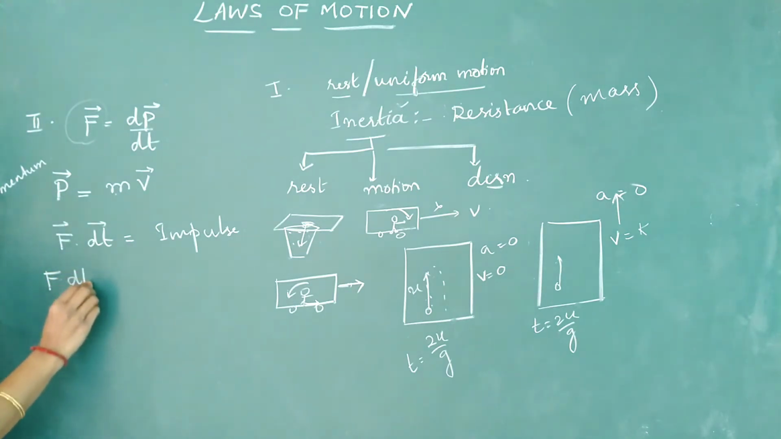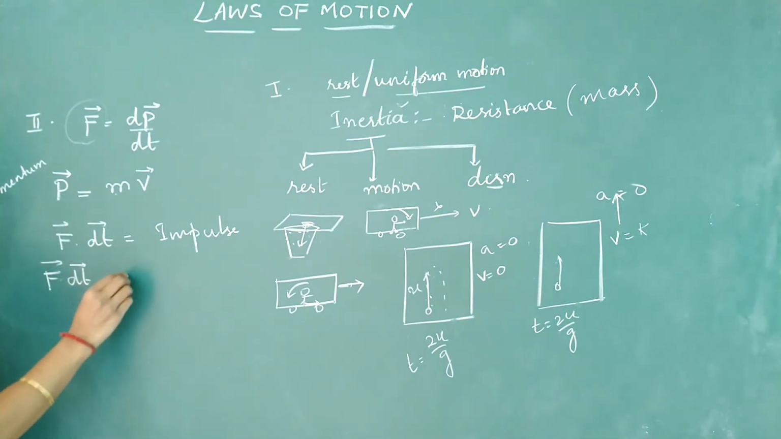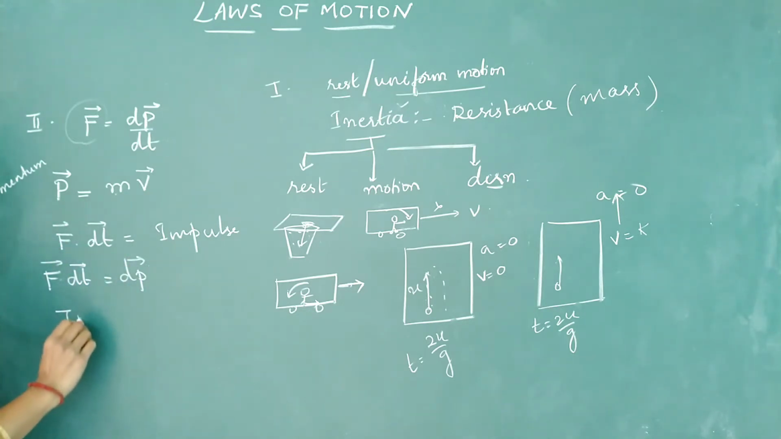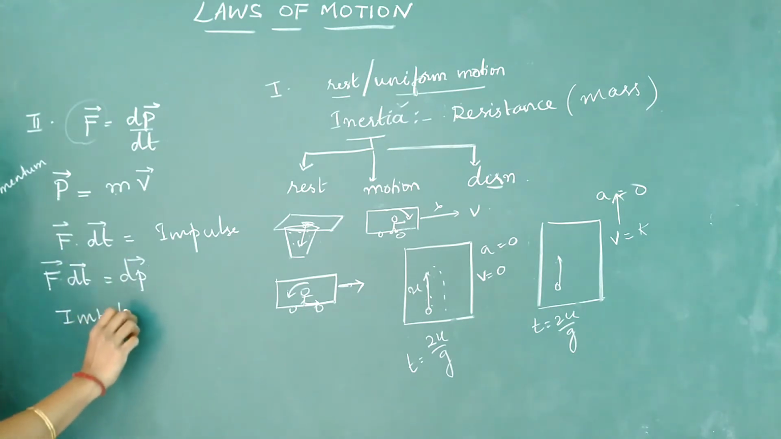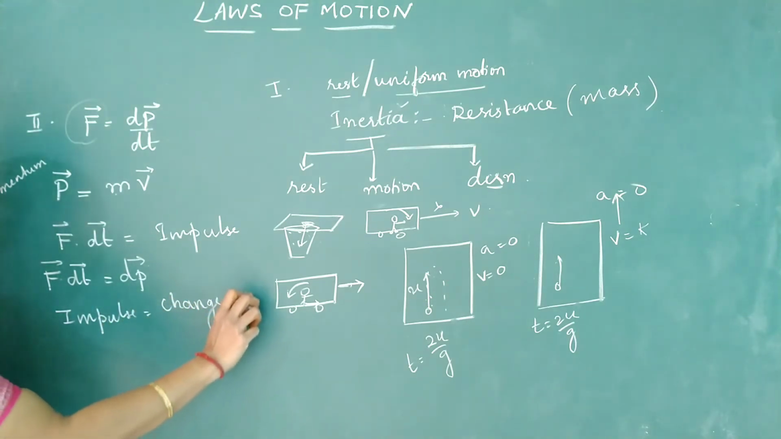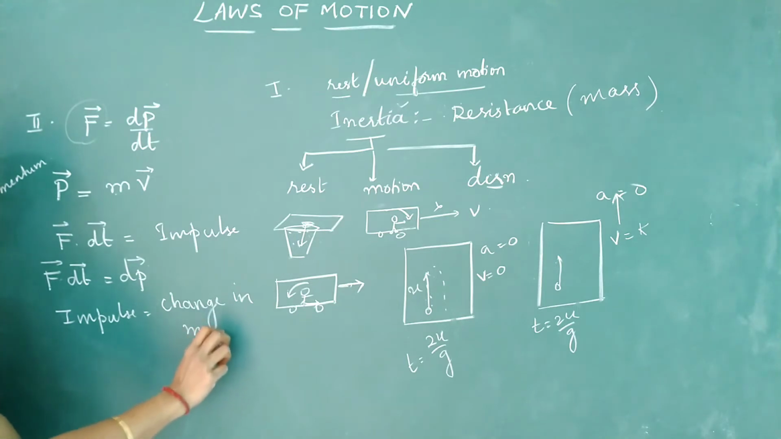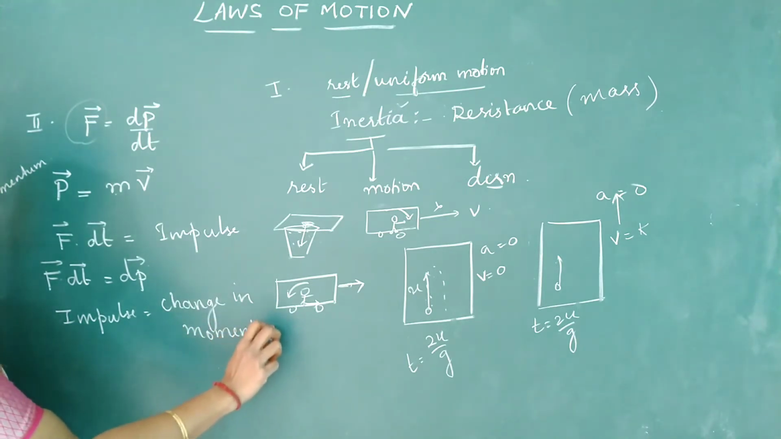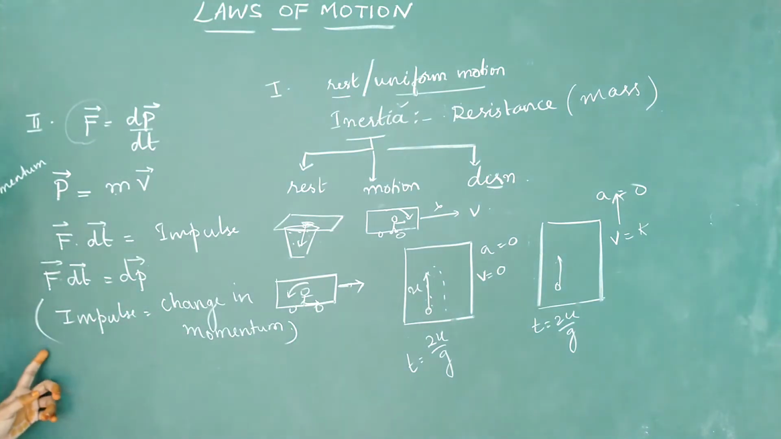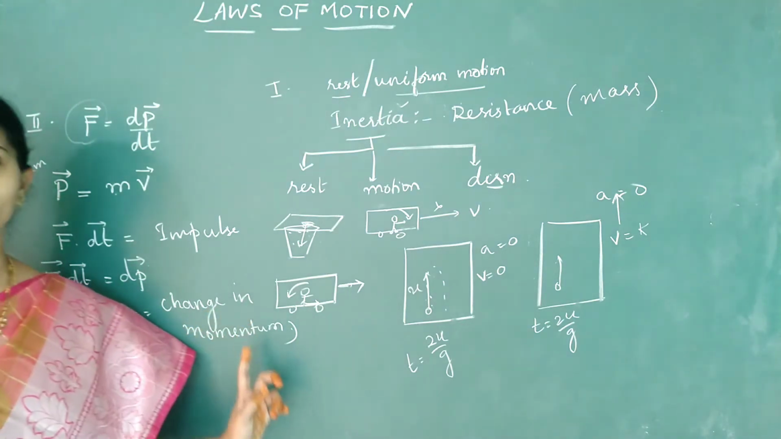So from Newton's second law, can I write F into dt as dp? F into dt is equal to dp. So impulse is always equal to change in momentum. What do you call this statement? Impulse is equal to change in momentum. This is called the impulse momentum theorem.